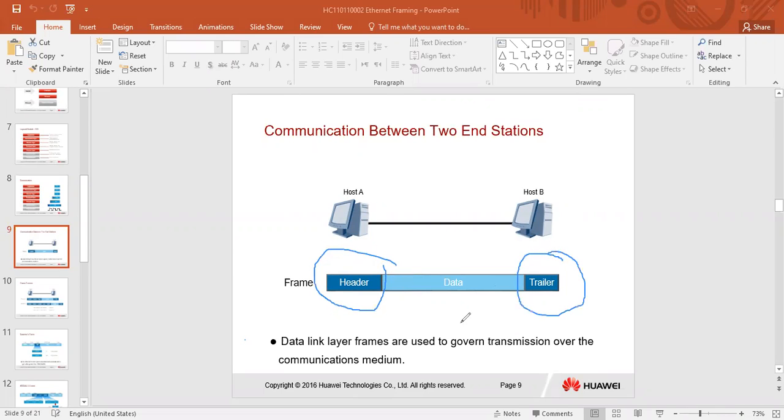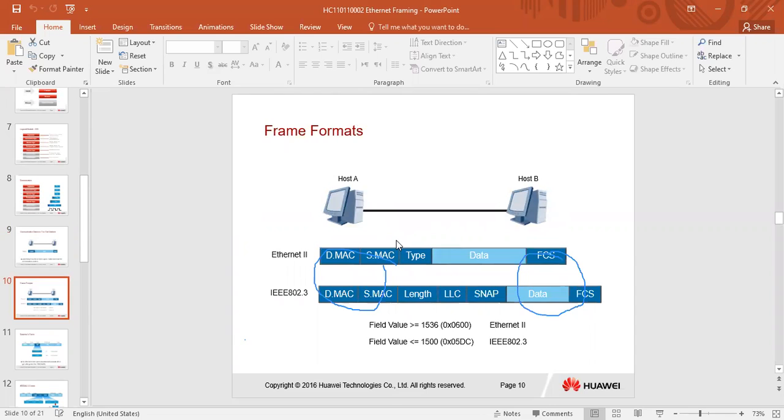Okay, the header is further composed of, in Ethernet 2, the header is composed of destination MAC address, source MAC address, and a type of data that is preceded by your original data, and after the data there is a frame checksum.